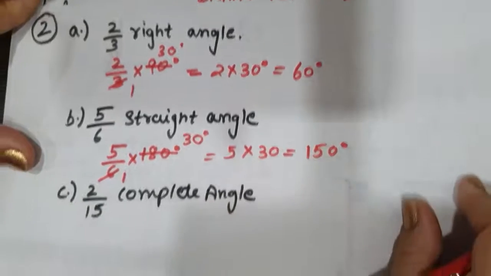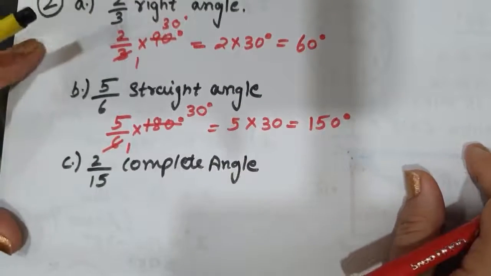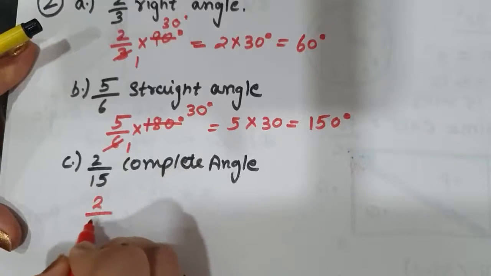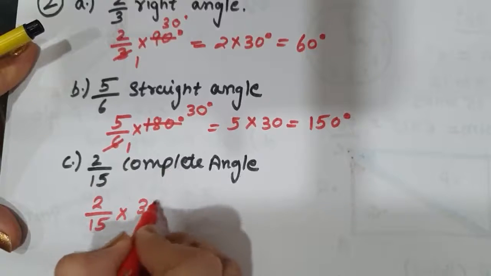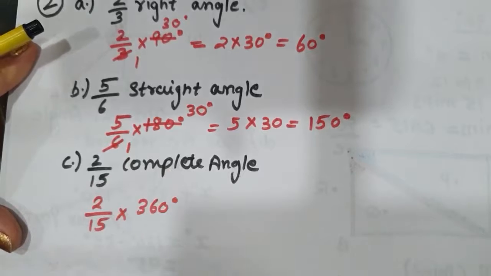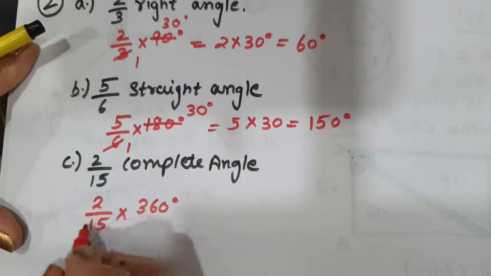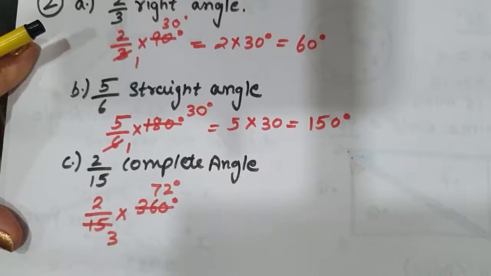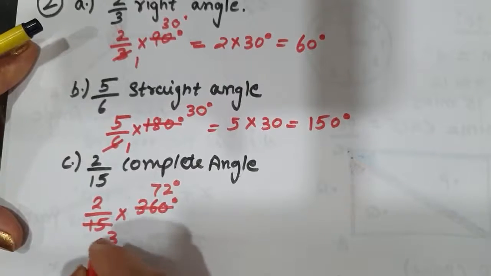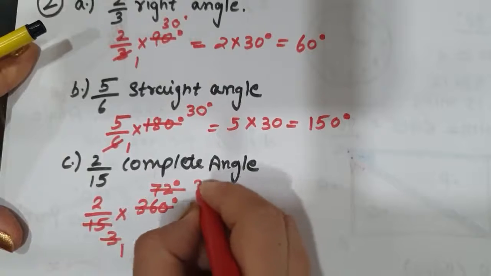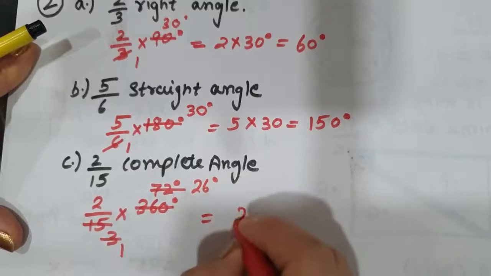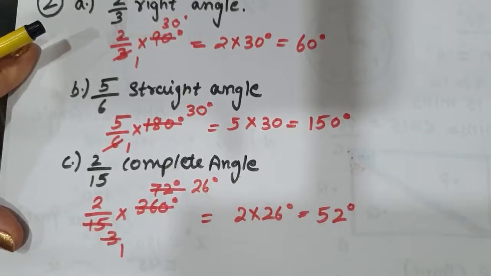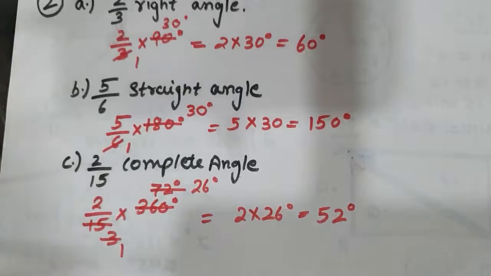Same way, moving on to the last part, that is 2/15 of a complete angle. So 2/15 and the complete angle is 360 degrees. You can do the cutting with 5. 5 threes are 15 and 5 seventy-twos are 360 degrees. Same way 3 ones are 3, 3 twenty-fours are 72. So 2 into 24 will give you 48 degrees, which is your answer.